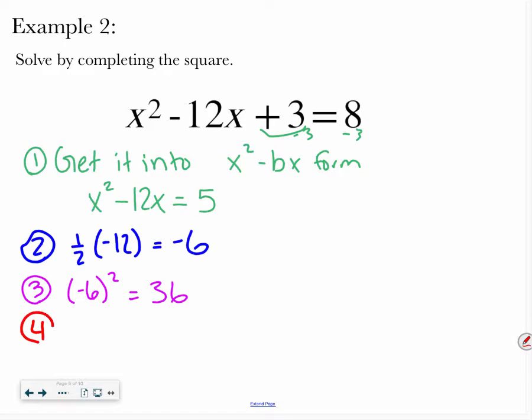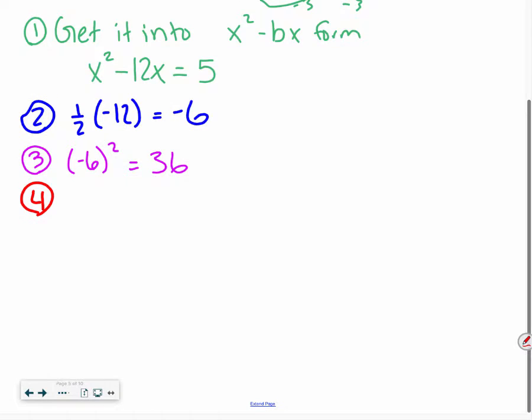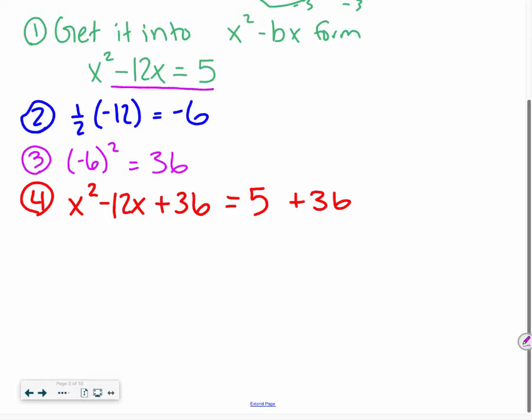My fourth step is then going to be take that x squared minus 12x plus 36 equals, we already had that 5. So we had already said that x squared minus 12x equals 5. I'm changing it just a little bit. I'm adding 36 to both sides.